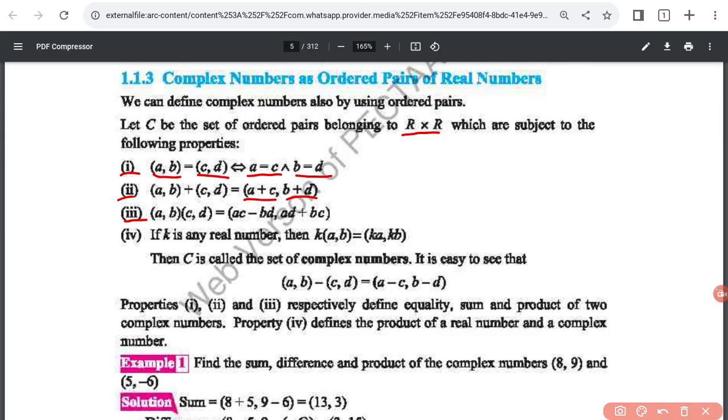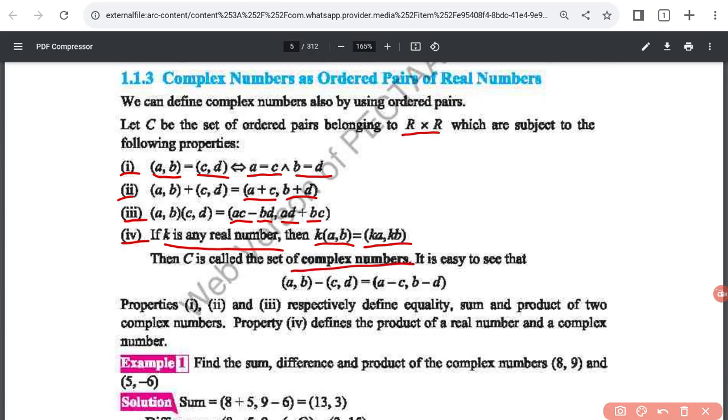Third one: (a, b) multiplied by (c, d) is equal to (ac - bd, ad + bc). So this is the third property. The fourth one is, if k is any real number, then k(a, b) = (ka, kb). Then C is called the set of complex numbers.